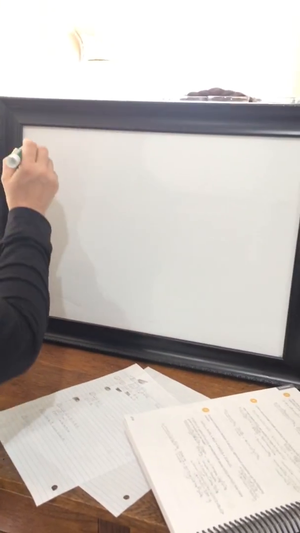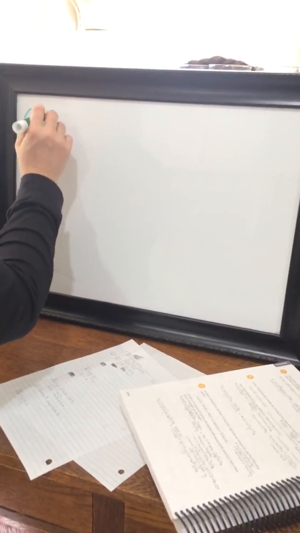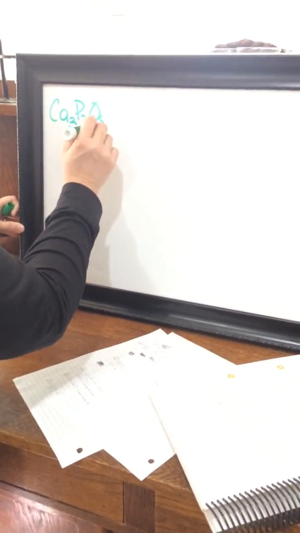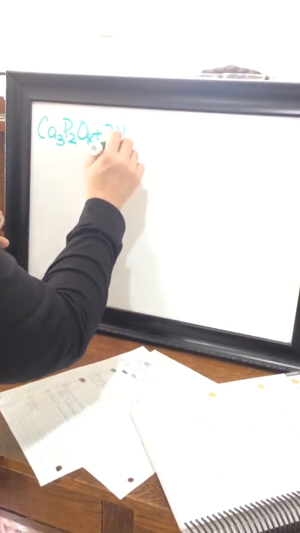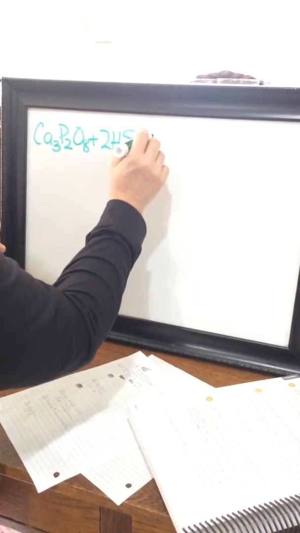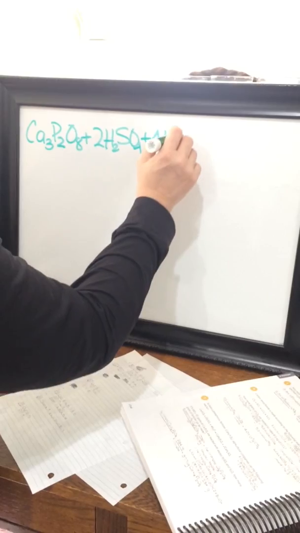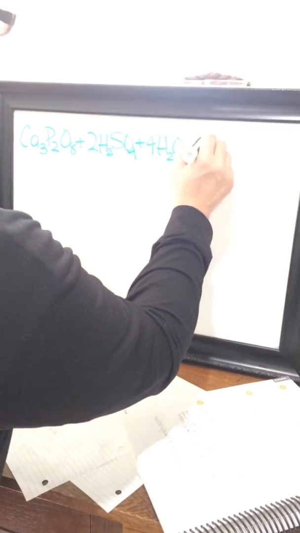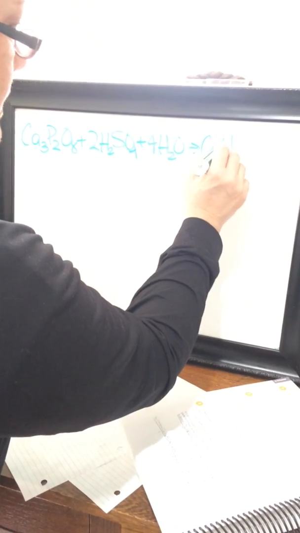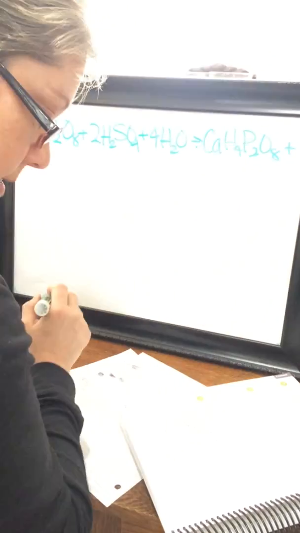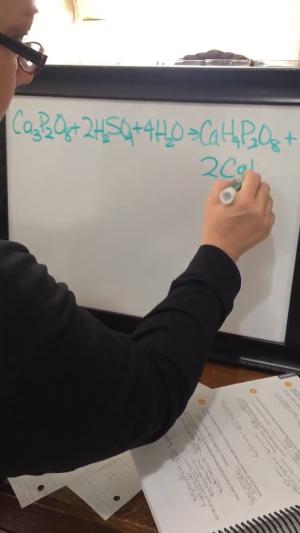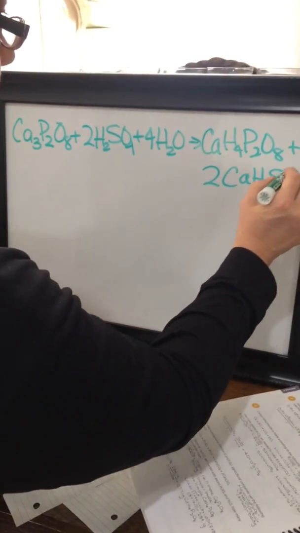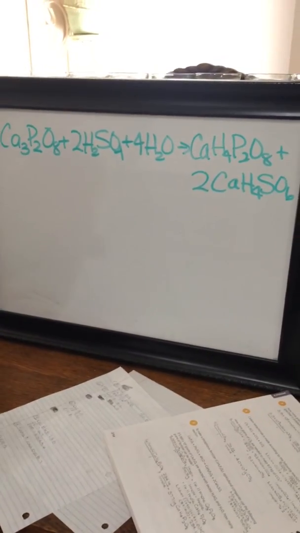Number 5 says to make a phosphorus fertilizer, agricultural companies use the following reaction. We have Ca3P2O8 plus 2H2SO4 plus 4H2O yields CaH4P2O8 plus 2CaSO4. I should have chosen another one. Okay, you have the balanced formula already.